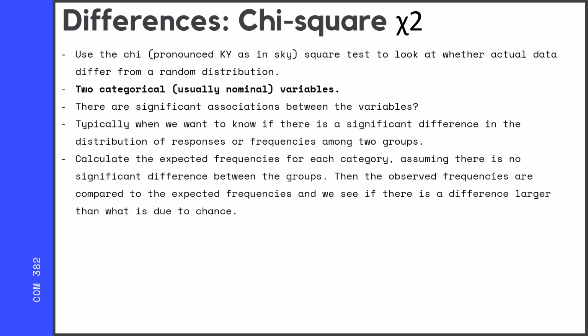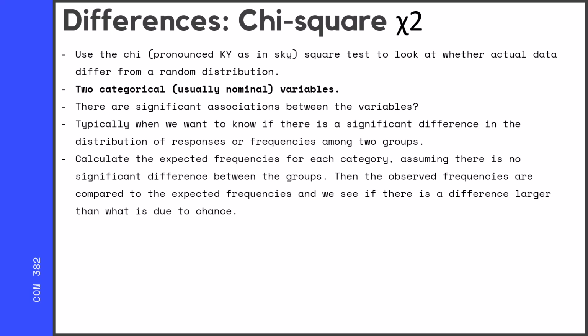The first one is called a chi-squared. Even though it's spelled C-H-I, you pronounce chi like the word sky. And that X there is the Greek letter chi. A chi-square test allows you to look if there are actual data differences from a random distribution. A chi-square test requires you to use two categorical, usually nominal, variables. You're going to see if there are significant associations between those variables. We want to know if there's a difference in the distribution of responses or frequencies among these two groups.